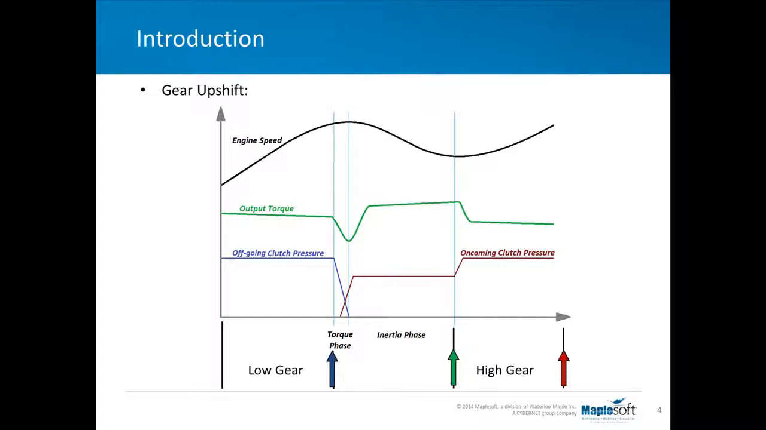During the inertia phase, the applied force on the oncoming clutch continues to increase. As a result, a rapid increase in the transmission's output torque is observed, as well as a decrease in the engine speed as the vehicle transitions from the low gear speed level to the high gear speed level.